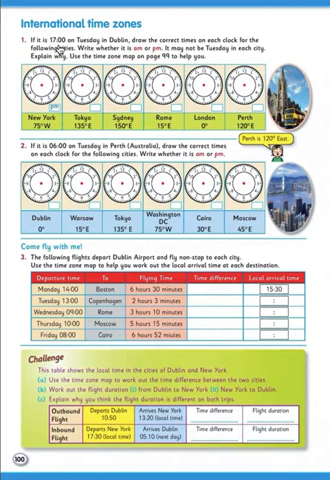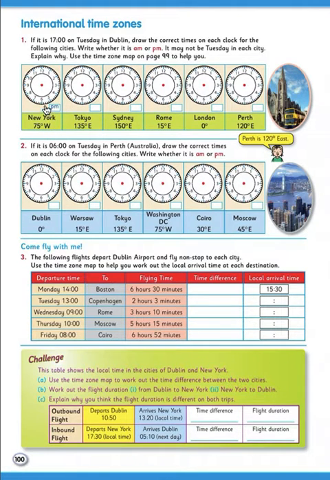So this is 5 o'clock, Tuesday in Dublin. Draw the correct times on each clock for the following cities. Write whether it is AM or PM. It may not be Tuesday in each city, and explain why. Use the time zone map on page 99 to help you. So I'll do New York for you, for example. So we know it's 5 o'clock in Dublin, 5 p.m. because it's 1700. If it was just 5.00, I'd know it's 5 a.m. in the morning. Right, so it's 5 p.m.